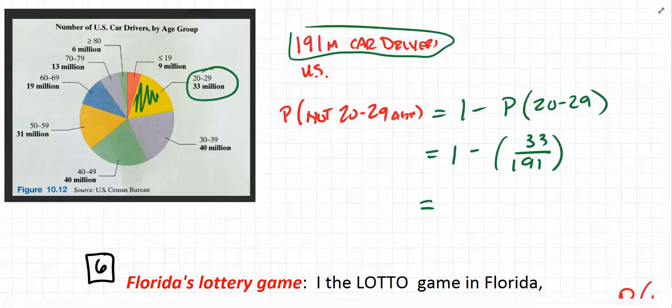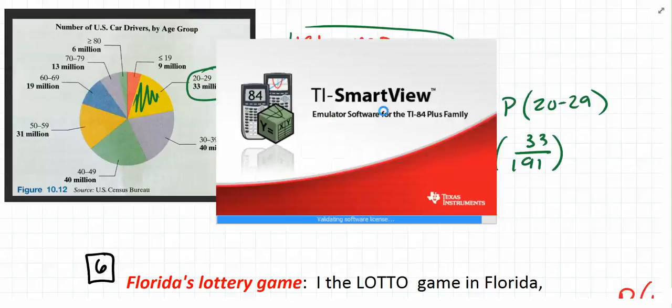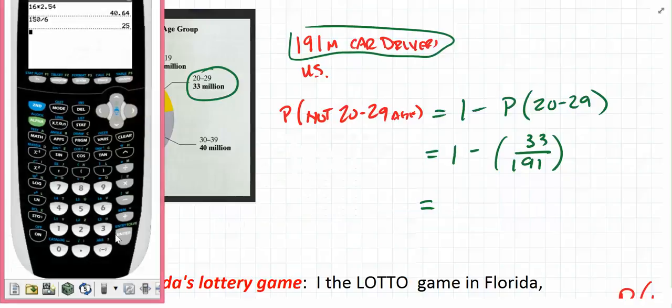I'll show you when this opens up. So if I go 1 minus the probability that they are in that age group, which is 33 divided by 191. Like 33 million, or no? Yeah, this is in millions, so we're good. So 0.827. There you go. Boom. 0.827.